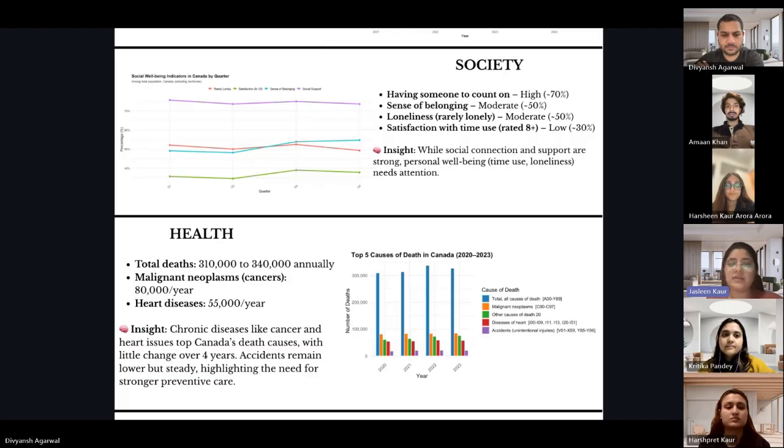Let's talk about the key insights that I found. Total deaths stayed above 300,000 every year. The number of deaths remained high throughout all the 4 years. The highest was in 2022, possibly due to pandemic after effects or Canada's aging population.